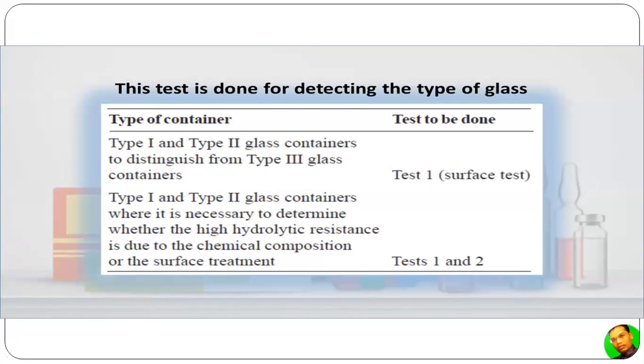test 1, that is the surface test, is to be performed, because type 1 and type 2 are highly resistant glasses. For type 1 and type 2 glass containers, it is necessary to determine whether the high hydrolytic resistance is due to the chemical composition or the surface treatment. For this, test 1 and test 2 need to be performed.